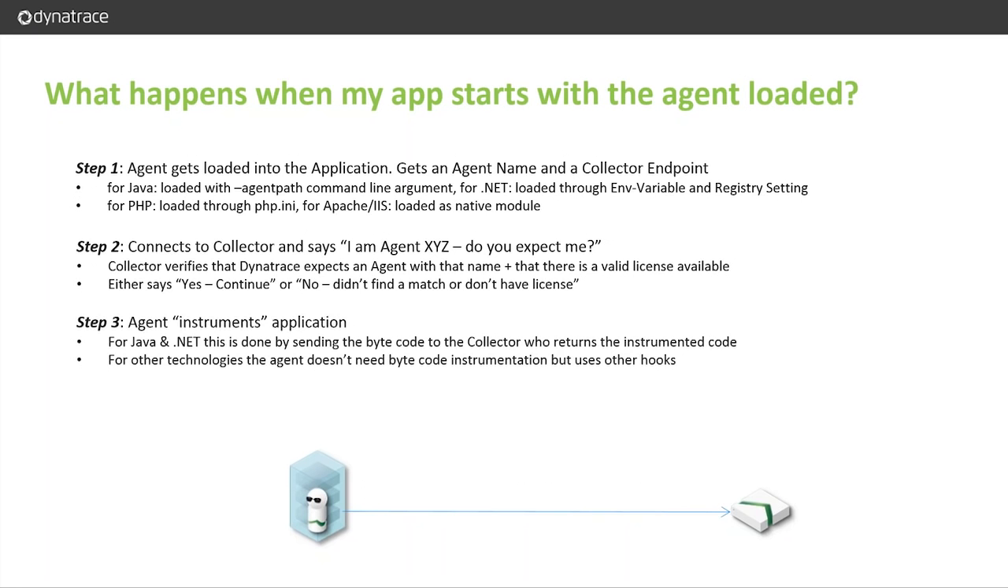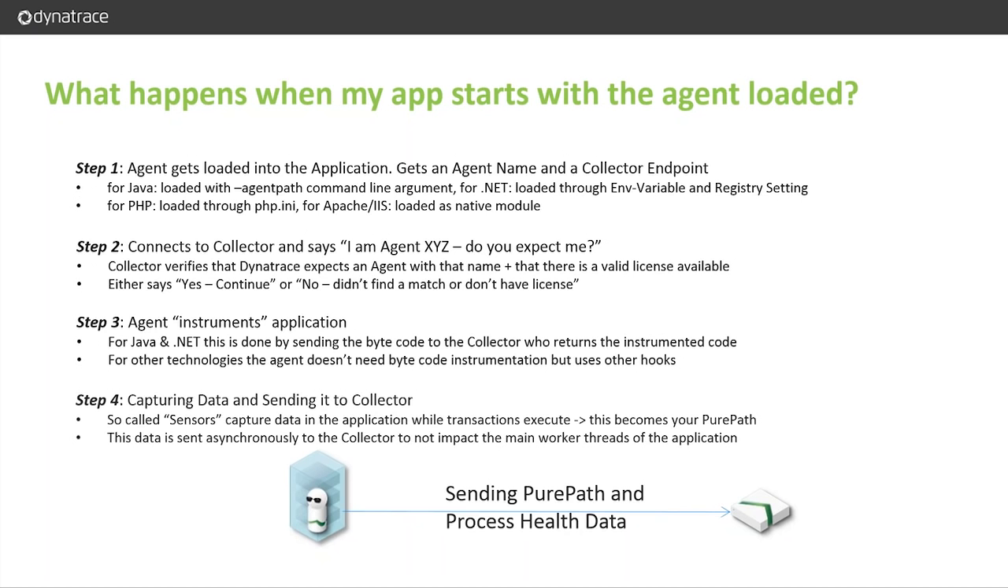Step number three, the agent gets instrumented. That means the agent for Java and .NET starts sending the bytecode to the collector, which sends back the instrumented bytecode, and from that time on, the agent in your application will capture data and send it to the collector.